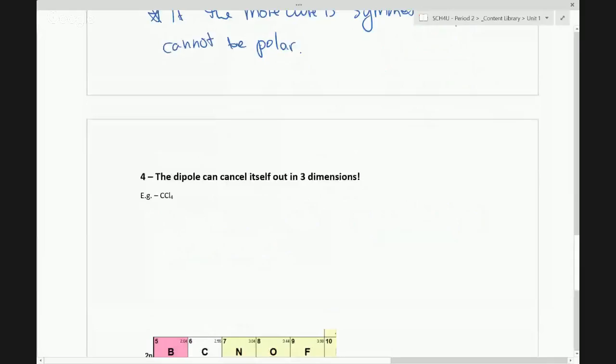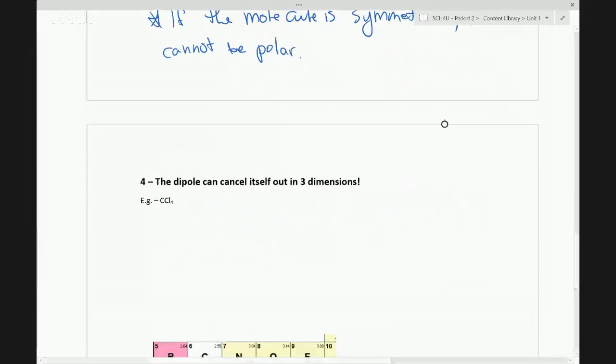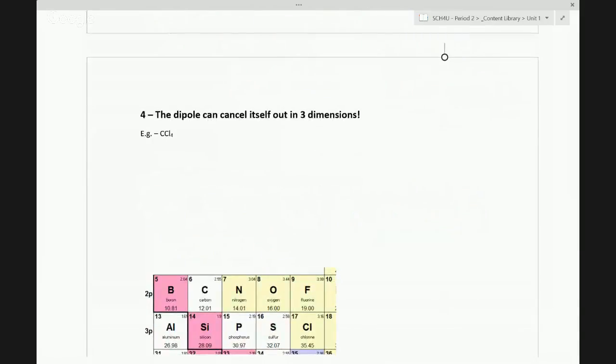And the last thing we want to point out is that this dipole can cancel itself even if we're looking at things in 3 dimensions. And the example I give here is CCl4.